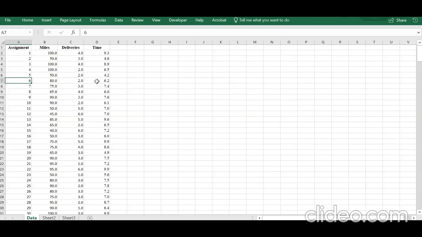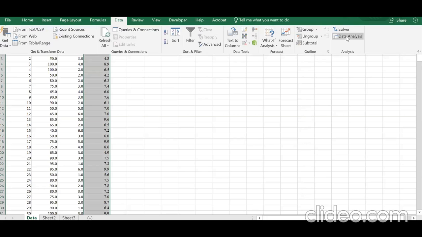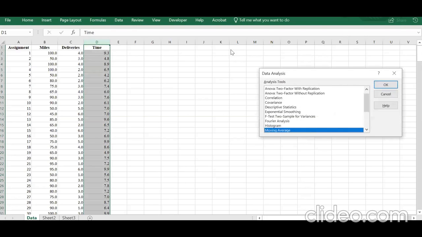All right, so I'm going to run the regression here. This is the Butler with deliveries data file. We want to predict the travel time based on the distance, the length of travel, and based on the number of deliveries that should happen during each assignment. So I'm going to go ahead and call the Data Analysis ToolPak, regression tool.